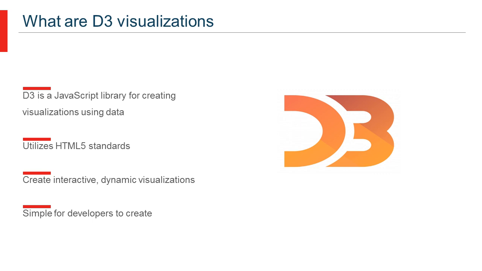So what are D3 visualizations? D3 stands for Data-Driven Documents, and it's a JavaScript library for you to create very interactive, very dynamic visualizations. Like I mentioned before, it is open source. It does take a little bit of coding.